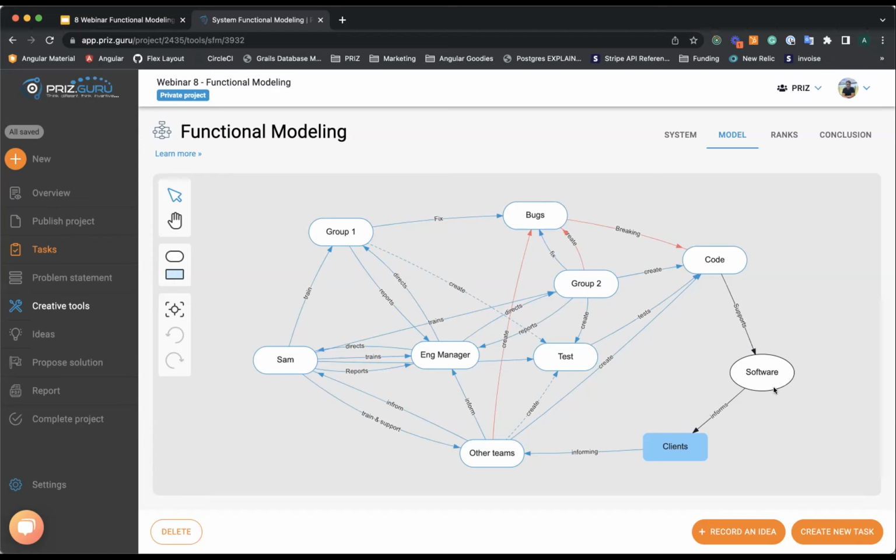Because how people solve problems today, unfortunately, is they sit there and they think.